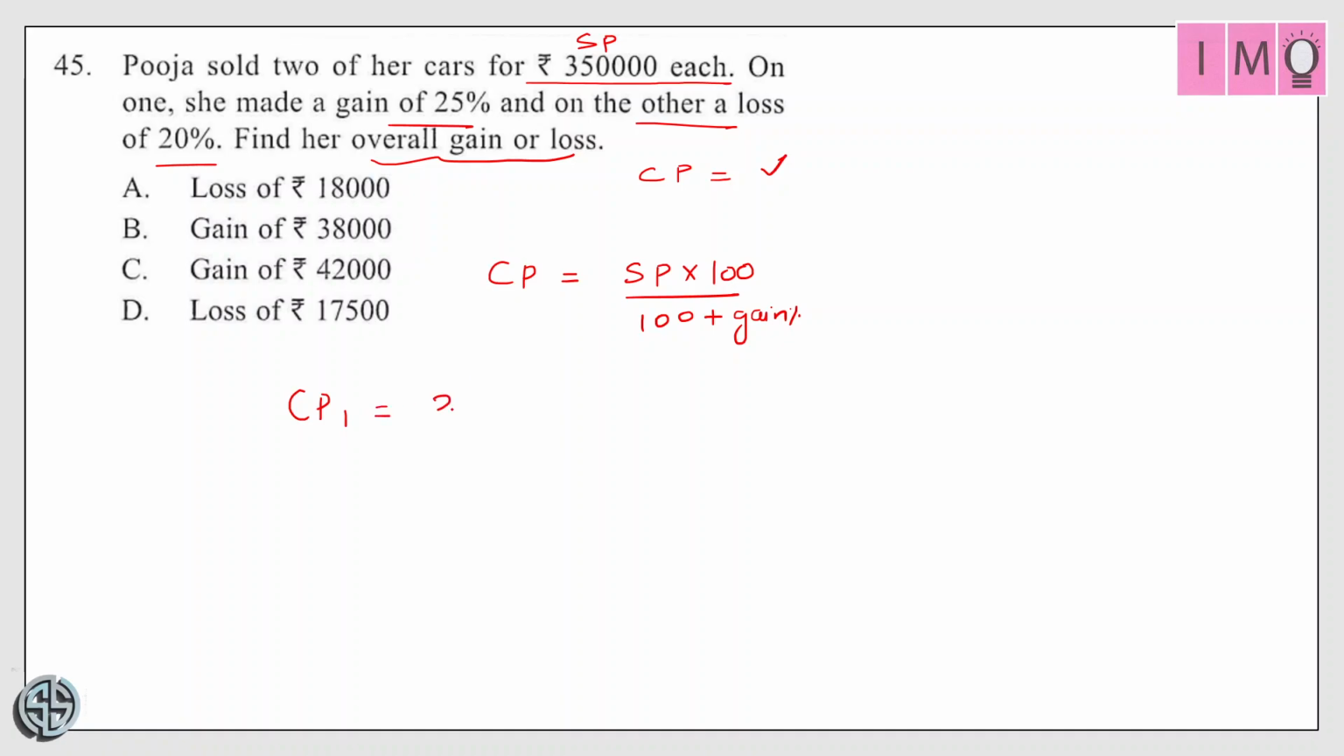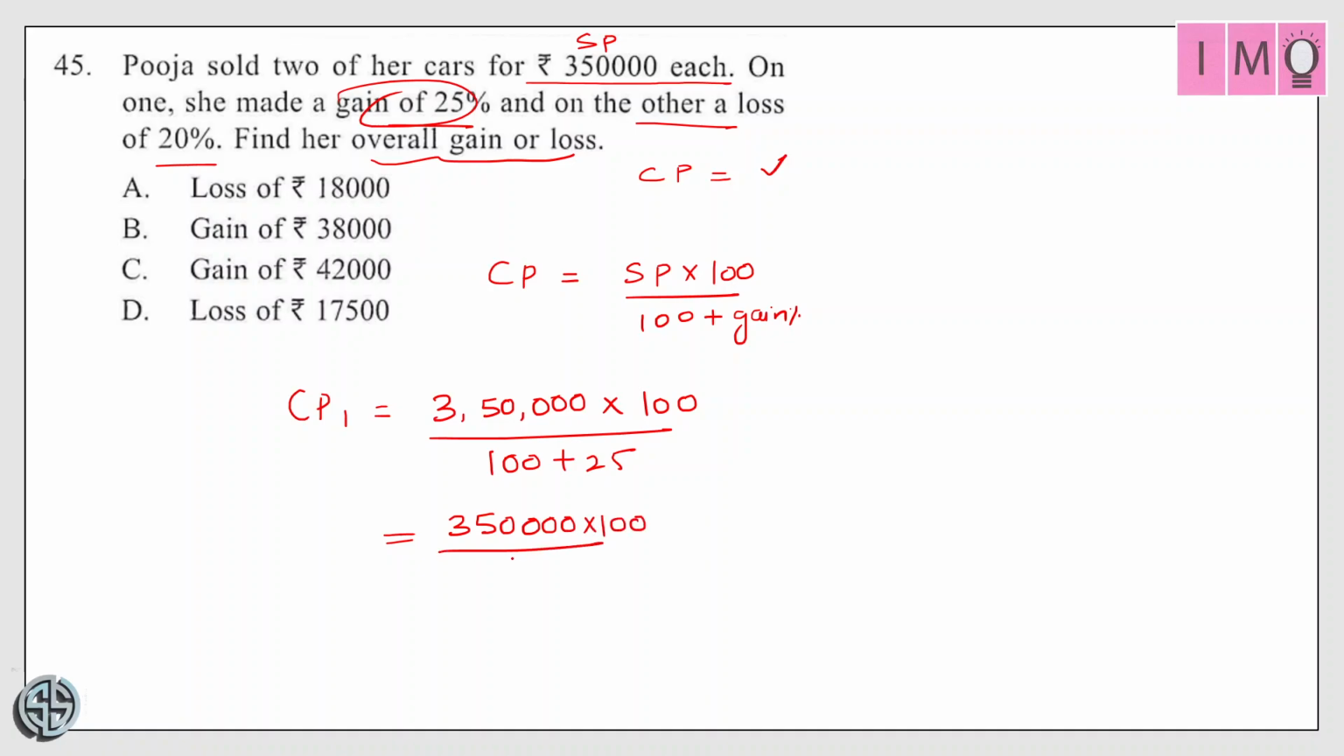It will become SP, which is 3,50,000 into 100 upon, on the first he is making a gain of 25%, so it will become 100 plus 25. When you solve it, I'm writing 350,000 into 100 upon 125. Now if you solve, you can write it as 25 fives and 25 fours. Now we need to divide that also, so I am just writing 350,000 as 350k. It will make it somehow simpler. It is multiplied and we are dividing by 5. K means 1000, so when you divide, you will find 5 7s are 70k, and multiply by 4, 70 into 4 is 280k, means 280,000 will be the cost price for the first article.